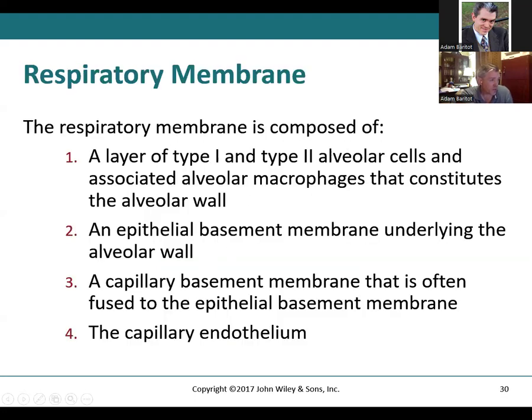The respiratory membrane consists of a layer of type 1 and type 2 alveolar cells, an epithelial basement membrane underlying the alveolar wall, a capillary basement membrane that is often fused to the epithelial basement membrane, stuck together to create ease, and the capillary endothelium. It is through those 0.5 micrometer layers that gases exchange.